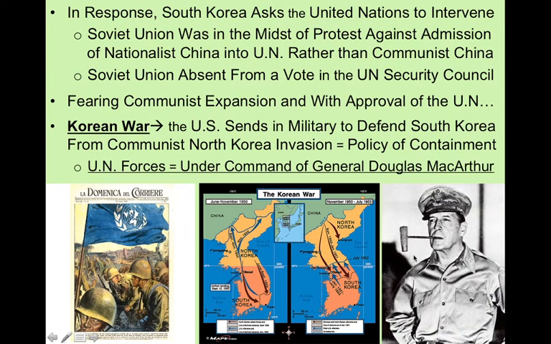Okay, here's the guy with the big corncob pipe. Remember him from the Philippines? He valued people in the Philippines. I will return, and then he does return and famously wades through the ocean. And he's the guy that did the occupation of Japan after World War II. Well, he's going to lead the UN forces here in the early parts of the Korean War.